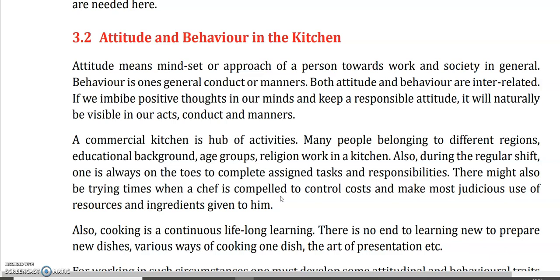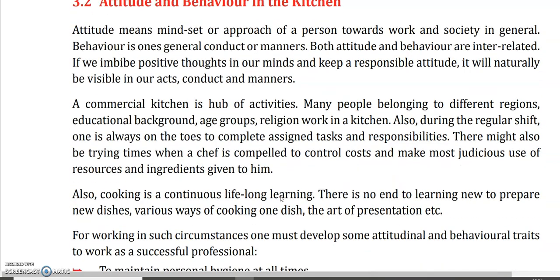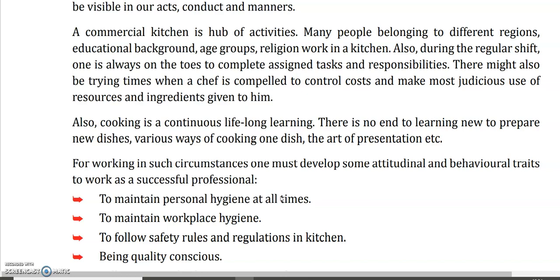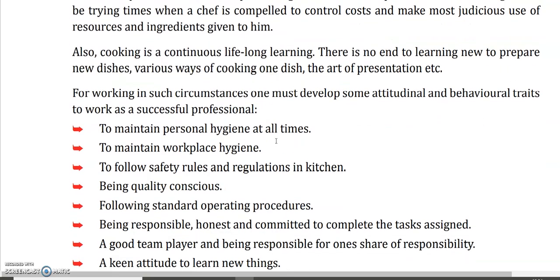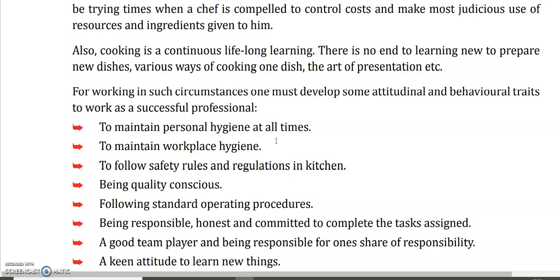Jo hamara ek mindset hota hai ki hame kis tarah se approach karna hai logo ko, theek hai? And behaviors jo hote hain, that's the general conduct or manners ke well behaved hai ya bad mannered hai. Okay, so both attitude and behavior are related. Now, a commercial kitchen is a hub of activities. Many people belong to different regions, educational backgrounds, age groups, and religions and work in a kitchen. Ab obviously, jitne bhi staff hote hain kitchen mein, they are all coming from different areas, isn't it? Different backgrounds, different age and different religion. So, we all have to behave in a good manner and we should always show a positive attitude.